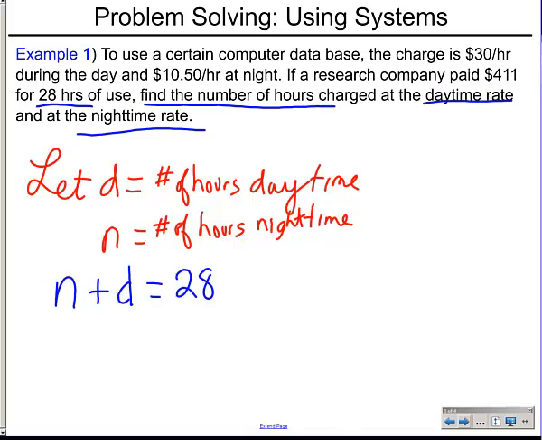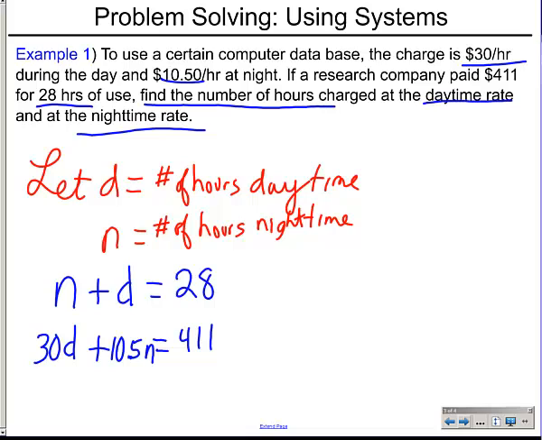We also know what the total cost was to use it for 28 hours. That was $411, so we have an equation that's going to equal $411. Well, $411 is going to come from dollars plus other dollars. So how do we calculate the other dollars? We've got dollars for daytime and dollars for nighttime. The daytime use is $30 per hour, so $30 times the number of hours, which is D, is the daytime cost. And to that we're going to add the cost for nighttime, which was $10.50. I'm only going to put 10.5 in. And that total is $411.